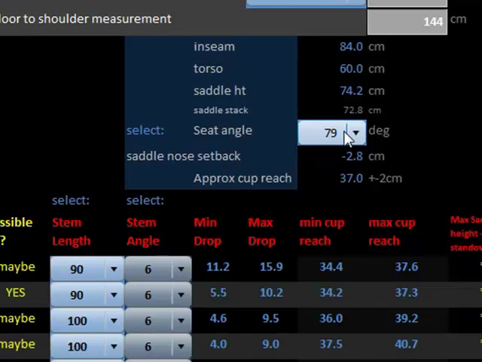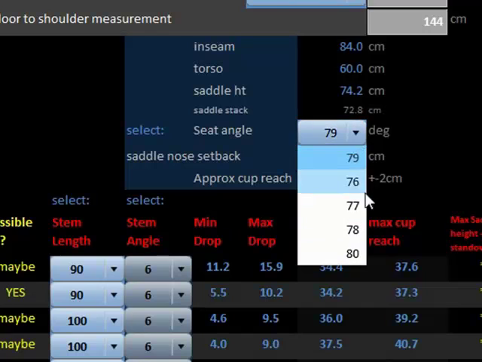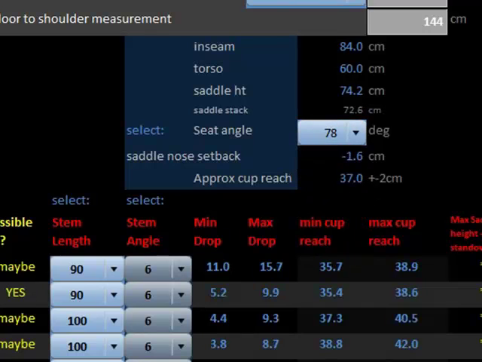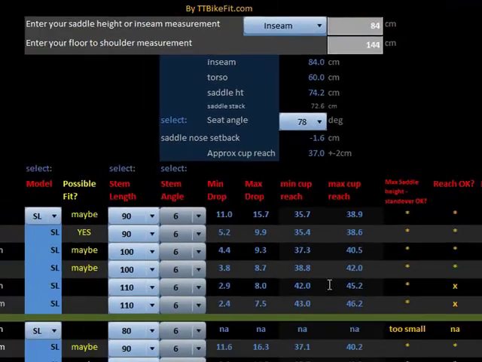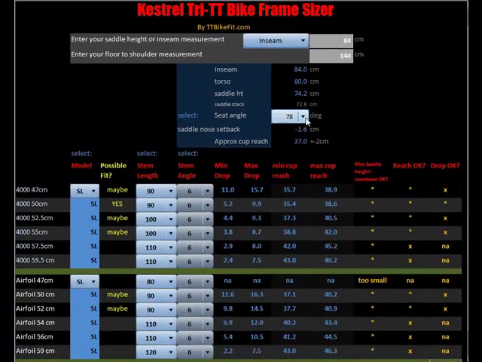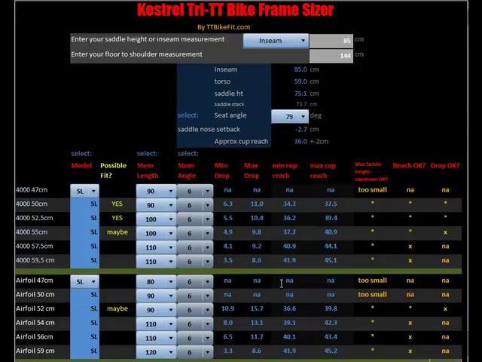If you do happen to know the seat angle or the saddle nose setback that you should be at, or that a fitter has told you should be at, you can certainly change this seat angle, and that's going to change the position of your saddle, and it's going to change these reach and drop measurements somewhat. If you know the drop and or the reach that you're looking for, then you can use this to pretty easily zoom in on which frame is likely to work for you.